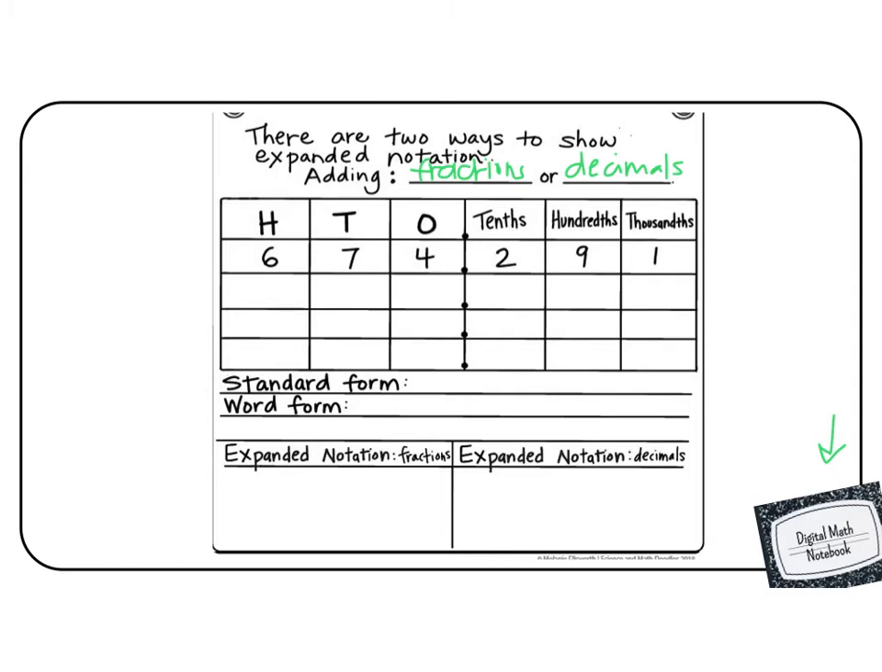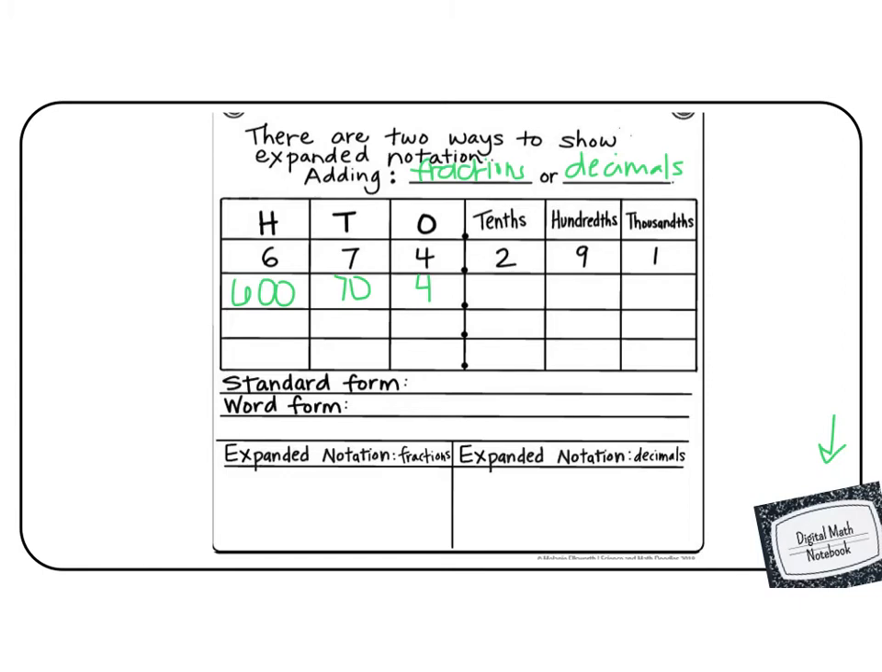So let's practice that. This 6 is in the hundredths place. So remember, this would be 600. So that's its expanded form. Then the 7 is in the tens place, so it's worth 70. And the 4 is just 4. So after the decimal, we can do the same thing, but we could write it in either fractions or decimals.